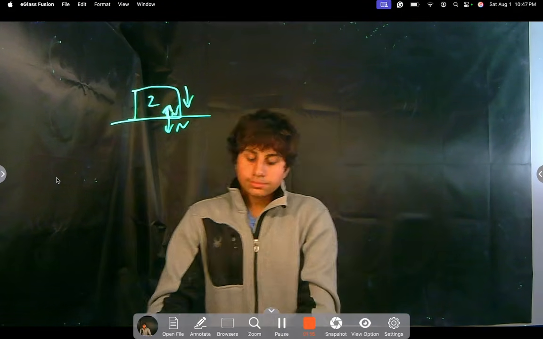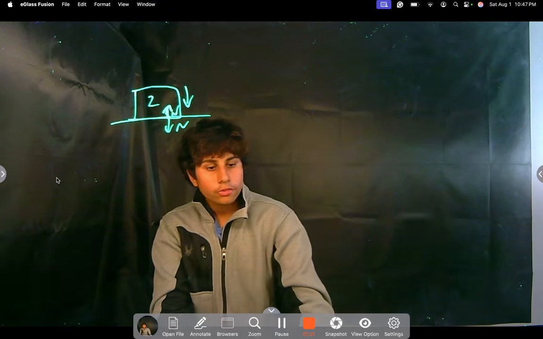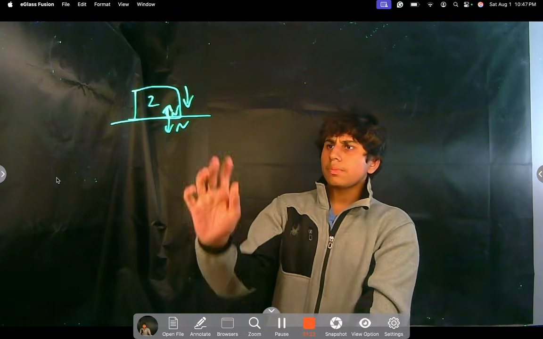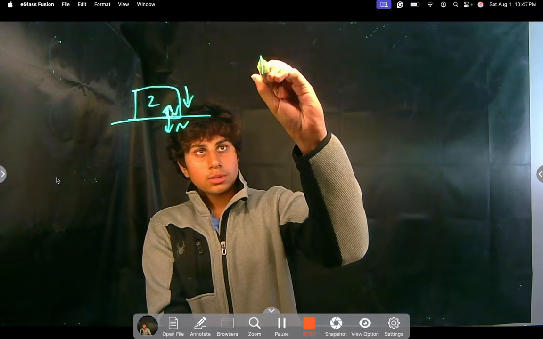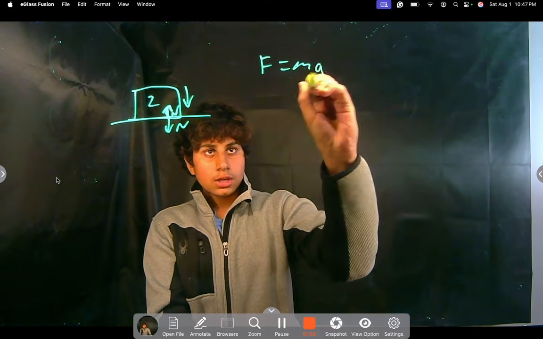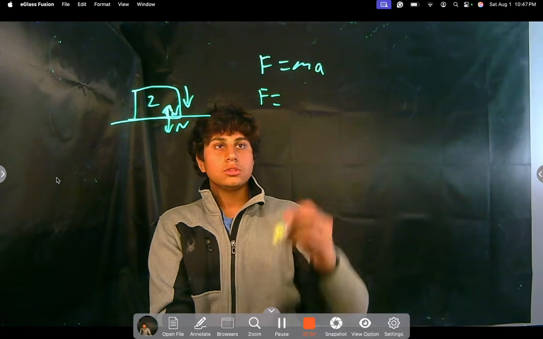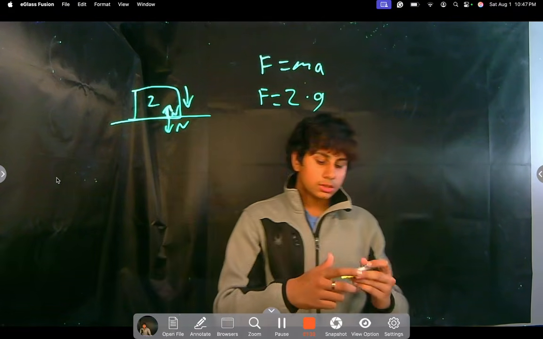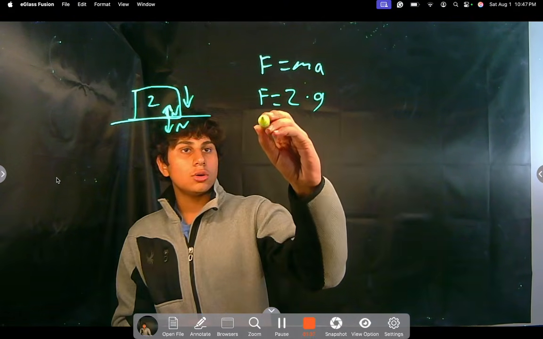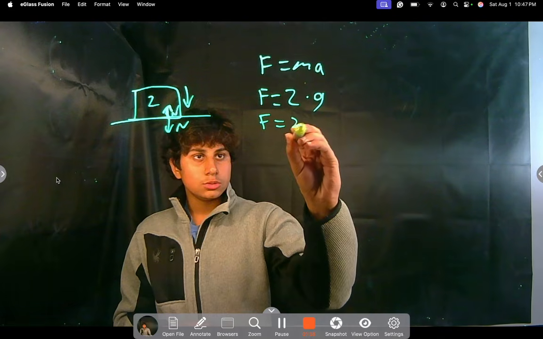So we can start by writing our force equation for the force of gravity. And that's going to be F equals ma. So the force is going to be equal to the mass, which is 2, times acceleration, which is gravity in this case. So we're just going to call it g. So the force coming downwards is 2g.